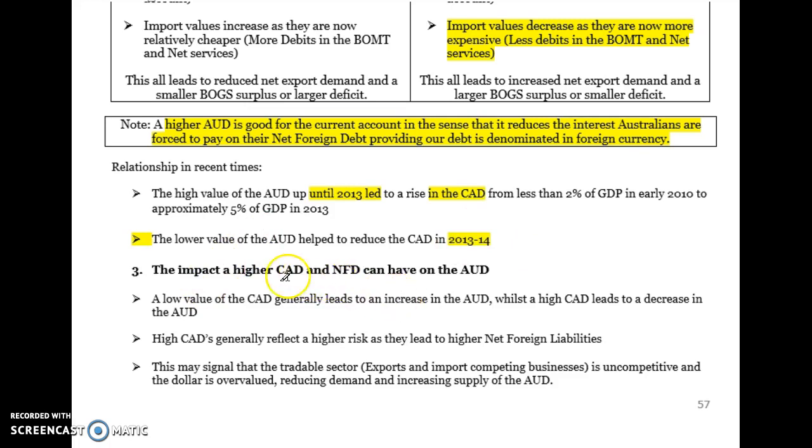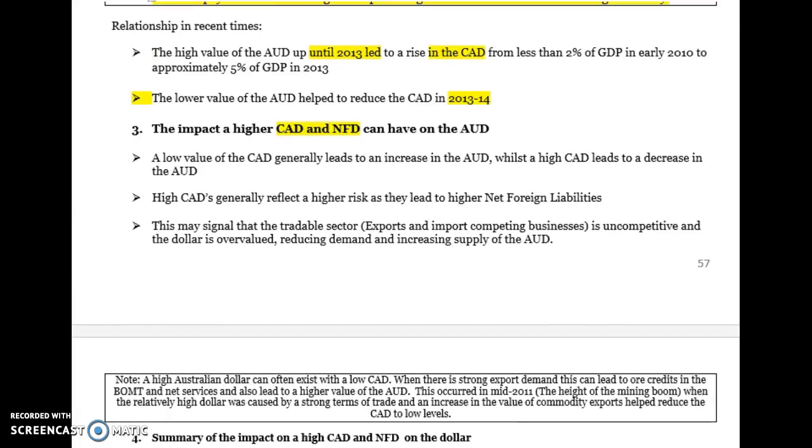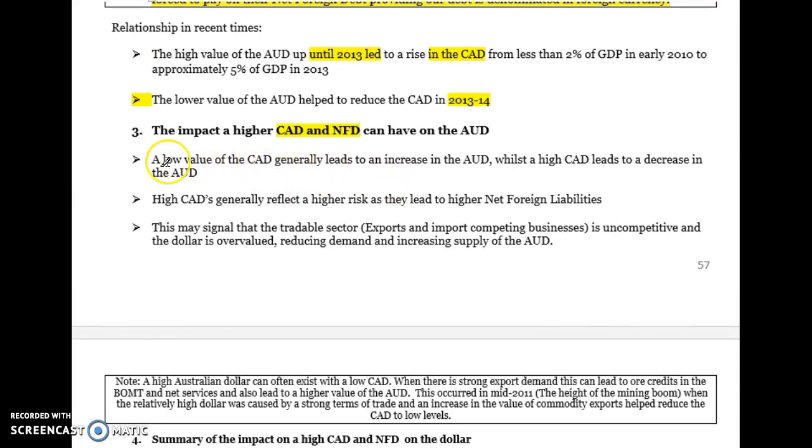In terms of the impact that the CAD and net foreign debt can have on the Australian dollar, this is really important: a low value of the CAD generally leads to an increase in the Australian dollar, whilst a high CAD, so a high current account deficit, will depreciate the dollar. The reason for that is because when the current account deficit is high, it's generally a sign that there's higher risks investing in Australia. So people overseas might decide not to buy a property or investments in Australia because we have that extra risk associated with investment.